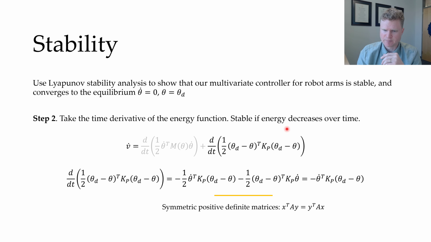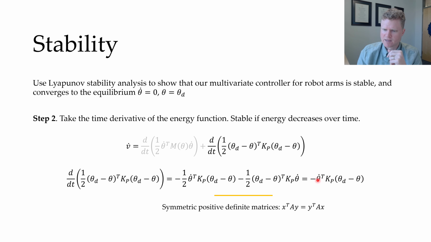So I'm going to be taking the time derivative of my second term, and I'll go through the same sort of steps. Remember again that theta d is a constant. I'm just looking at the derivative with respect to theta. I have to expand this out with my chain rule, and then I can combine some terms, and then I end up with what you see right here.